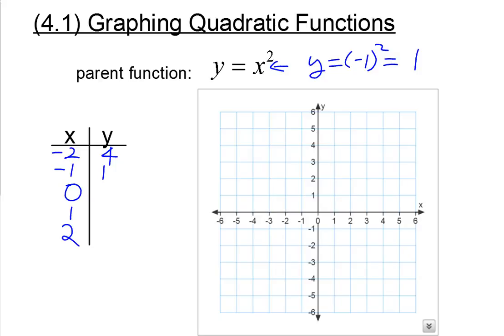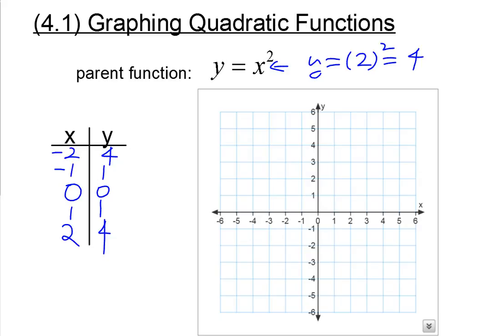Plugging in 0 for x, I get 0 squared is 0. Plugging in 1 for x, I get y equals 1 squared, so 1 again. Plugging in a 2 for x, I get 4 again, right? So these are the 5 points that I've created for my parent function, y equals x squared.